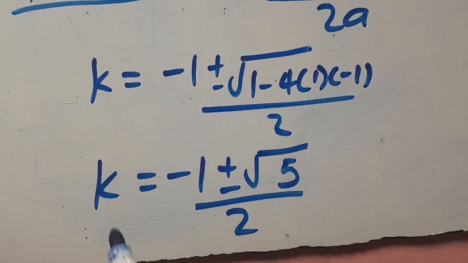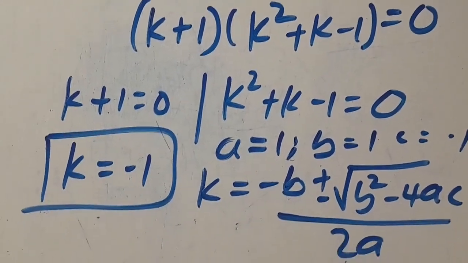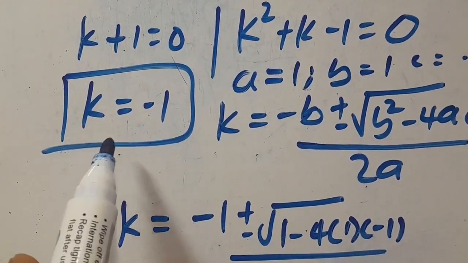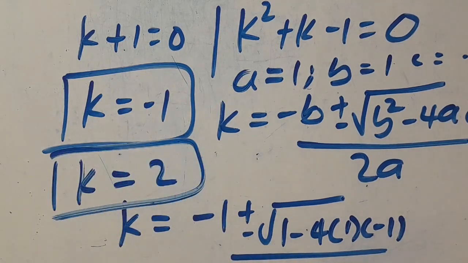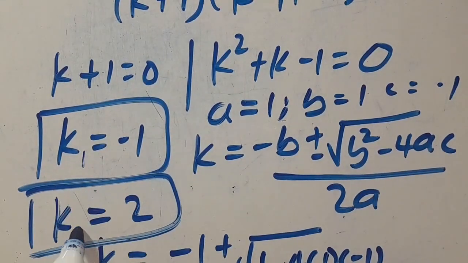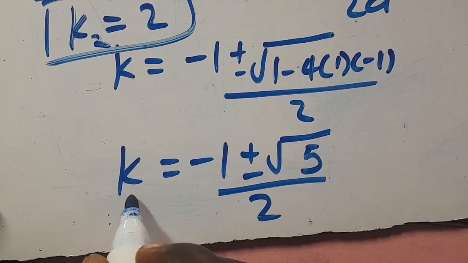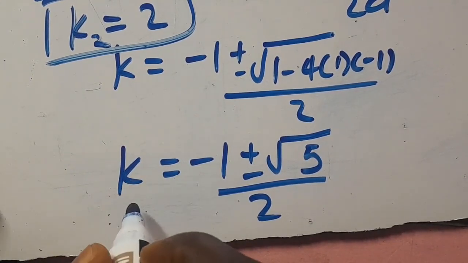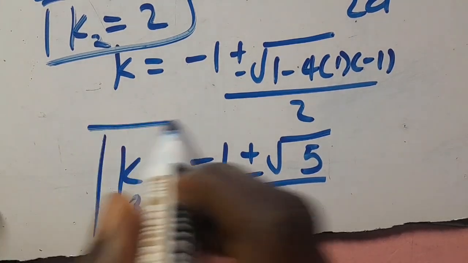So we also get another solution. Finally, we are going to have k to be equals minus 1. We also have another k to be equals this. Then let us note this one is K1, this one is K2. Here we are going to have both K3 and K4 to be equals this.